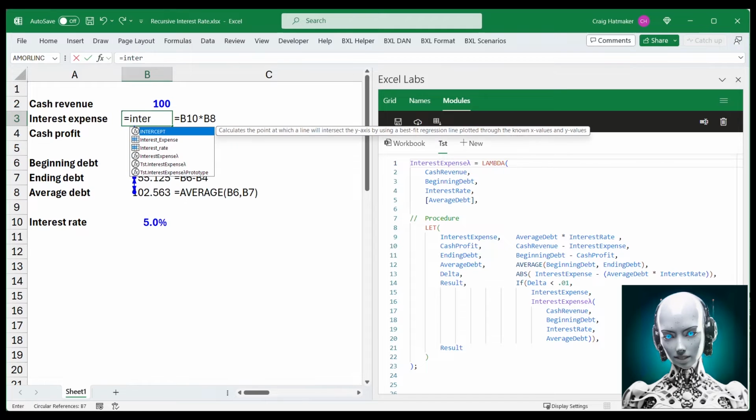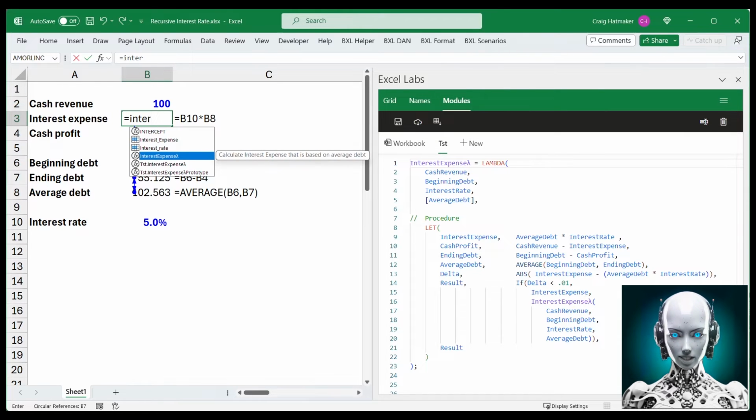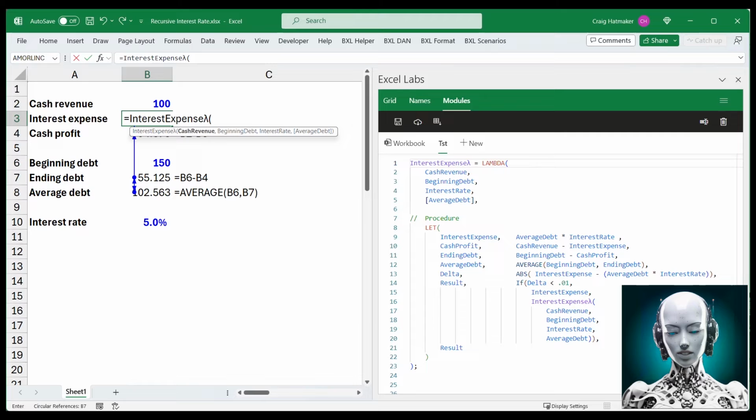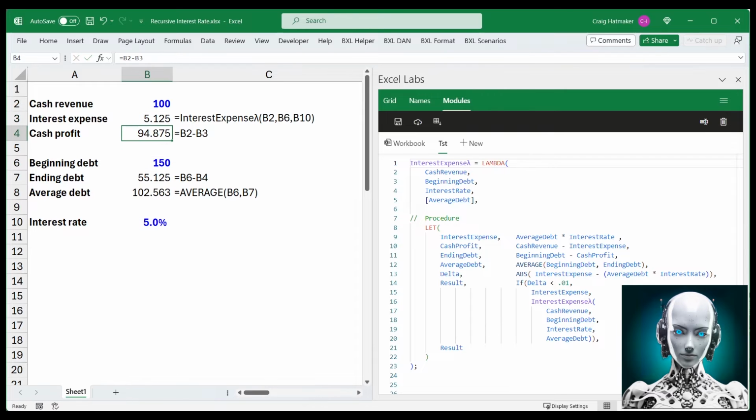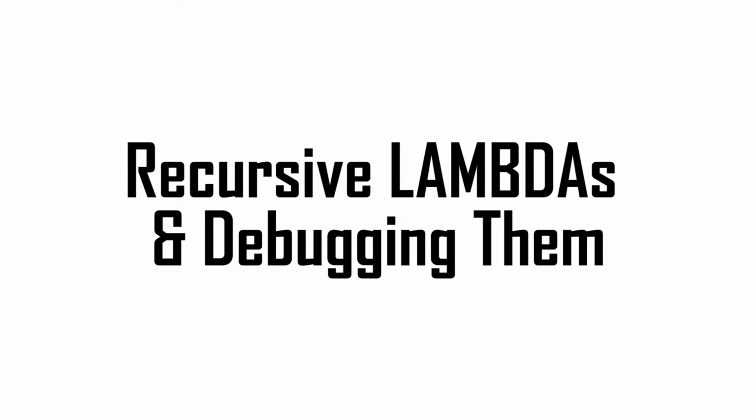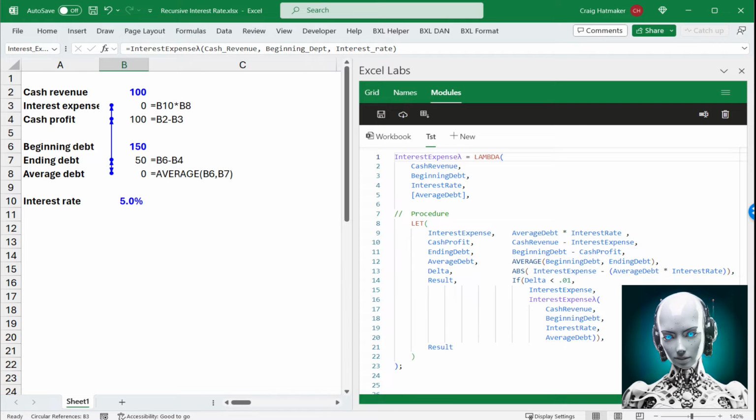We enter our interest expense function like any Excel function. We provide the function's arguments: cash revenue, beginning debt, and interest rate. Hit Enter. The circular reference arrows disappear, and the calculation completes. This process repeats itself. Processes that repeat themselves are known as recursive. Lambda supports recursive processing without enabling circular references.